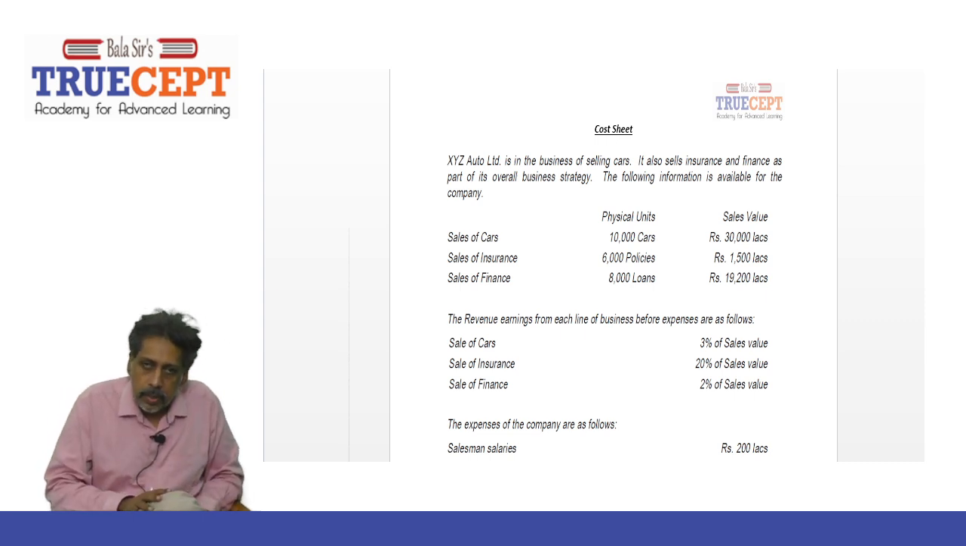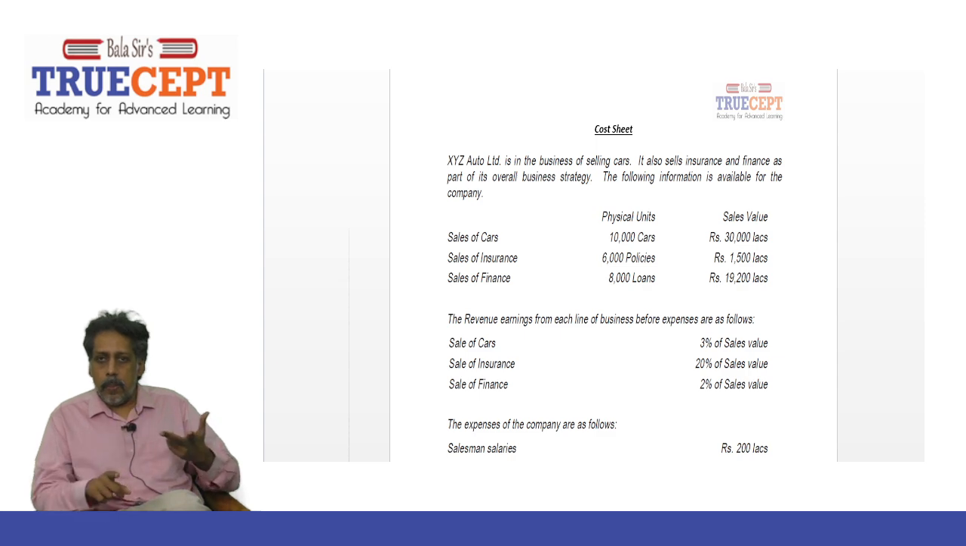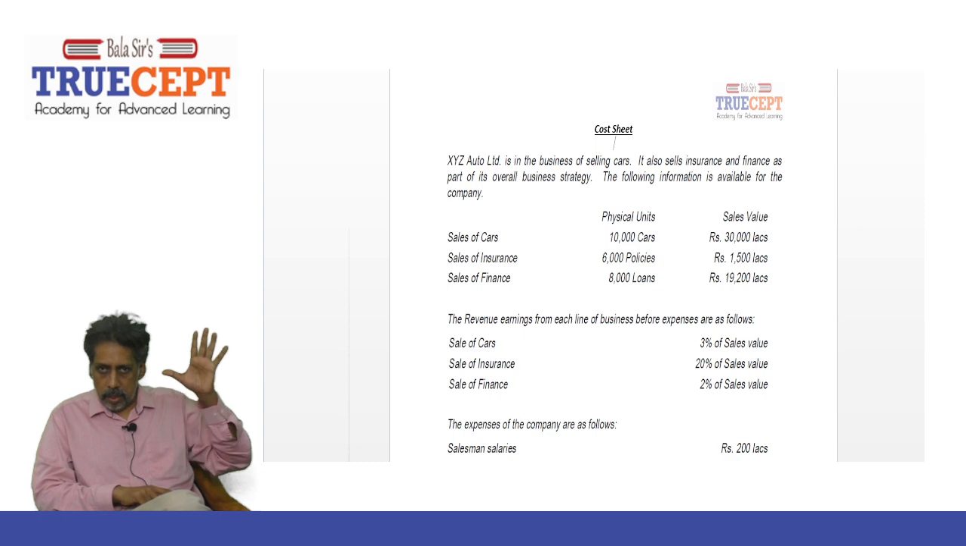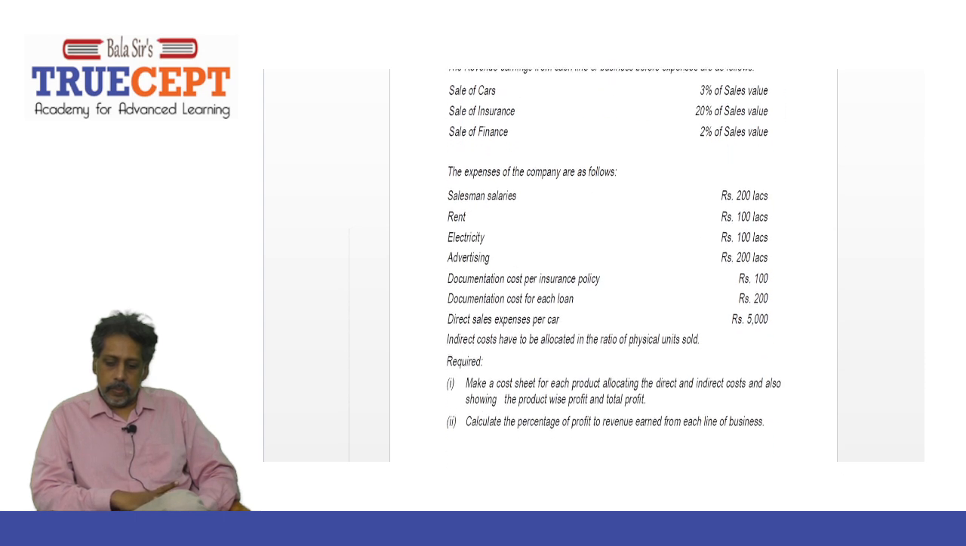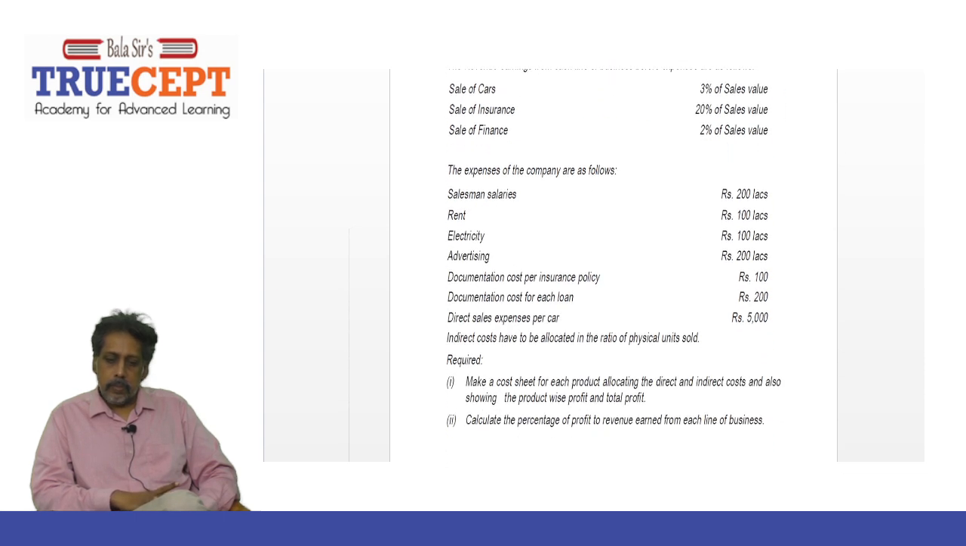So therefore, 3% on the sale value for cars. For insurance, 20% of the sales value, that is the sales value of the insurance policy. That's the meaning. And 2% on sales value for finance.